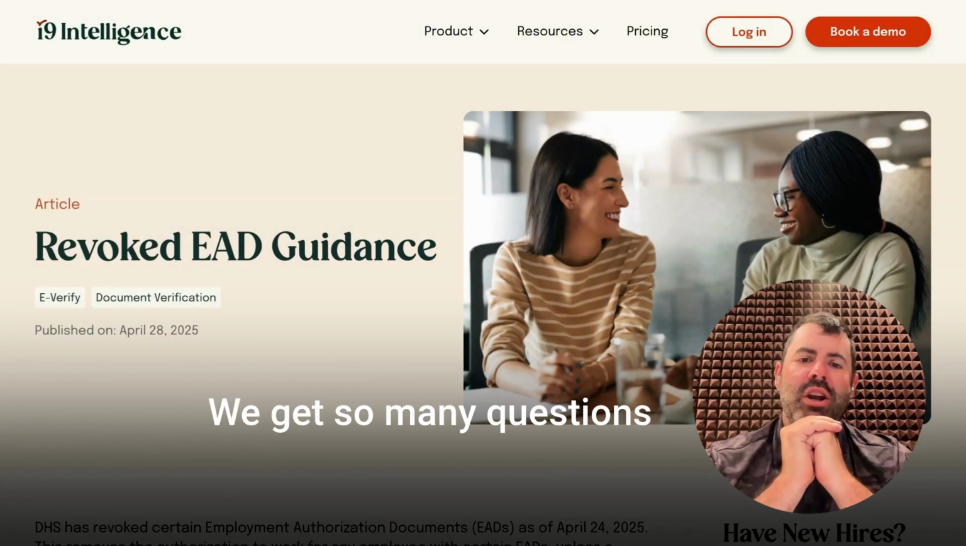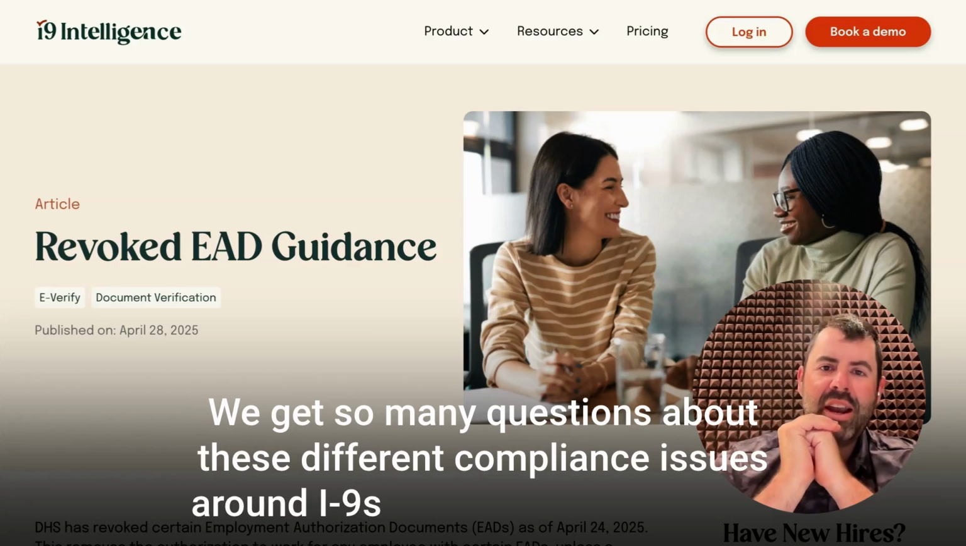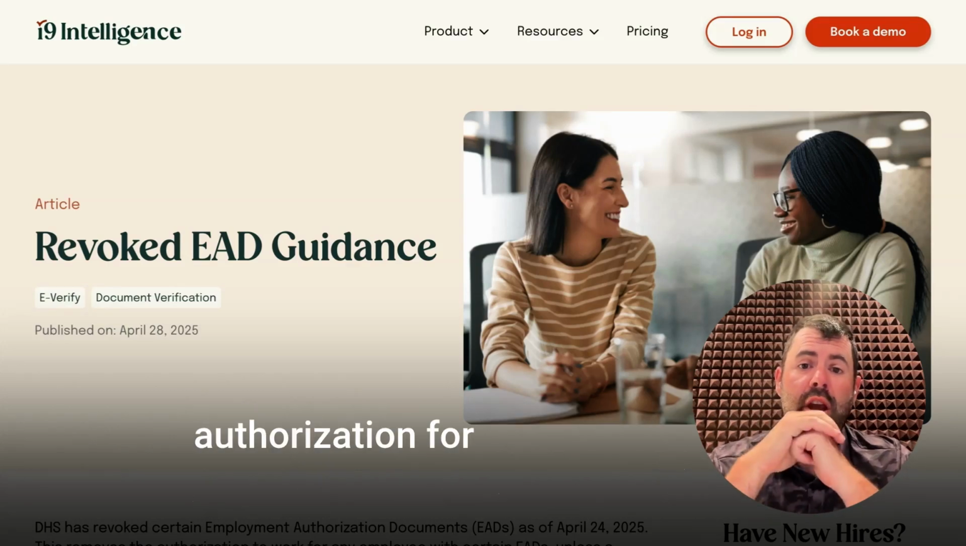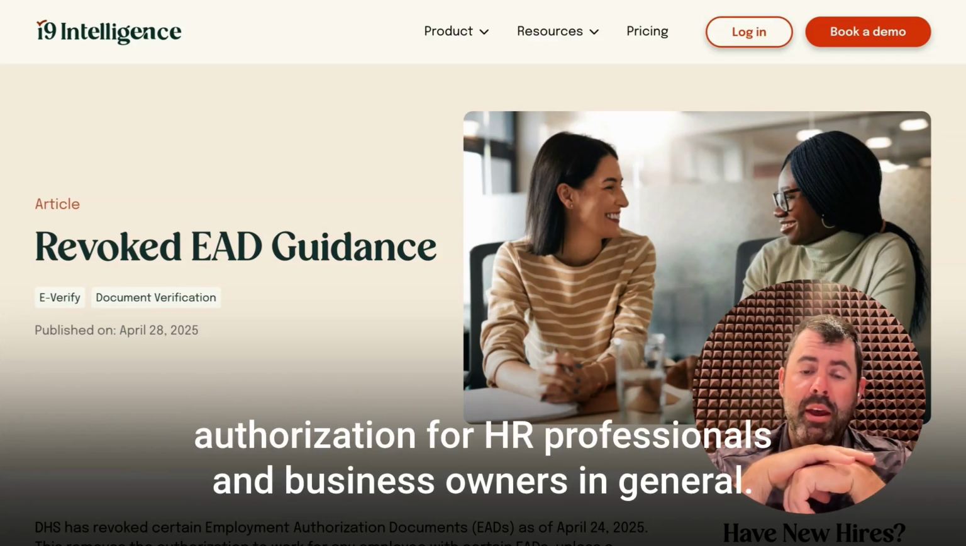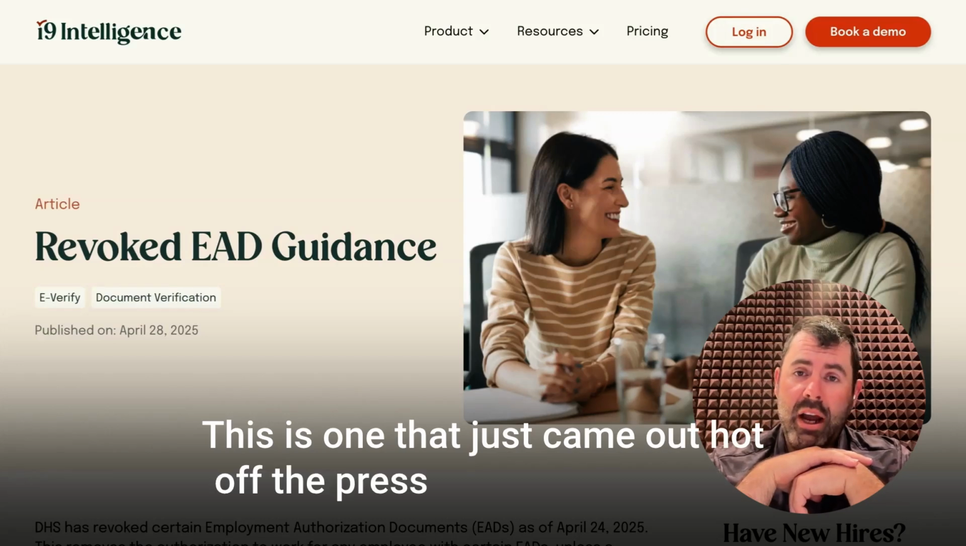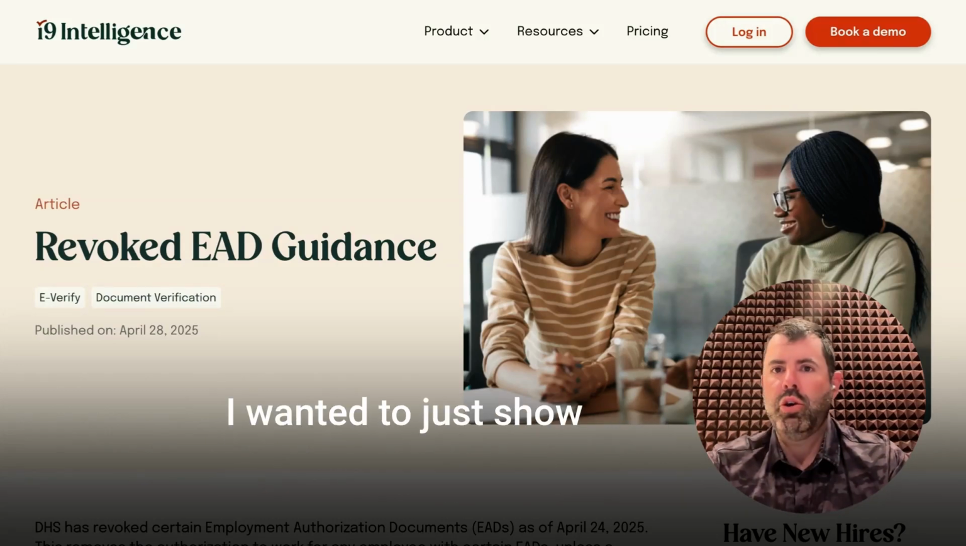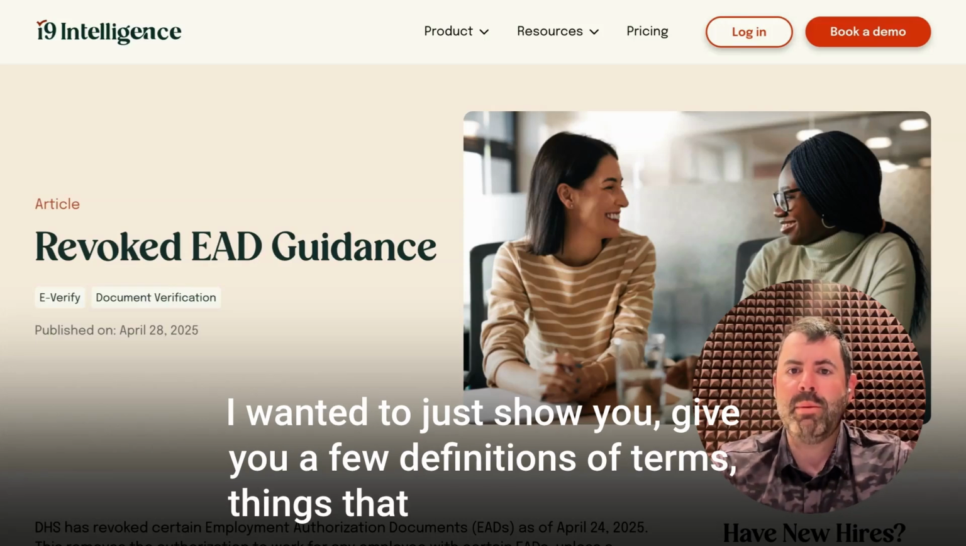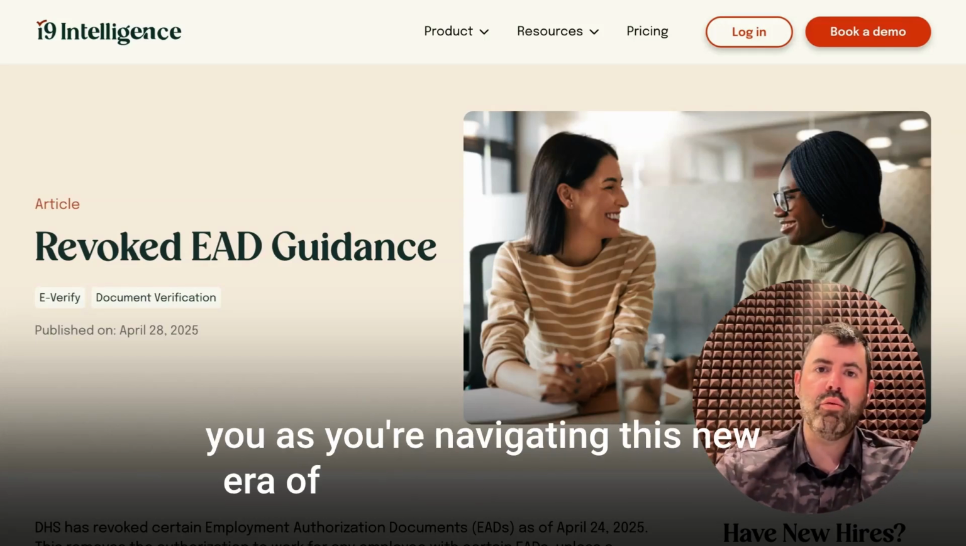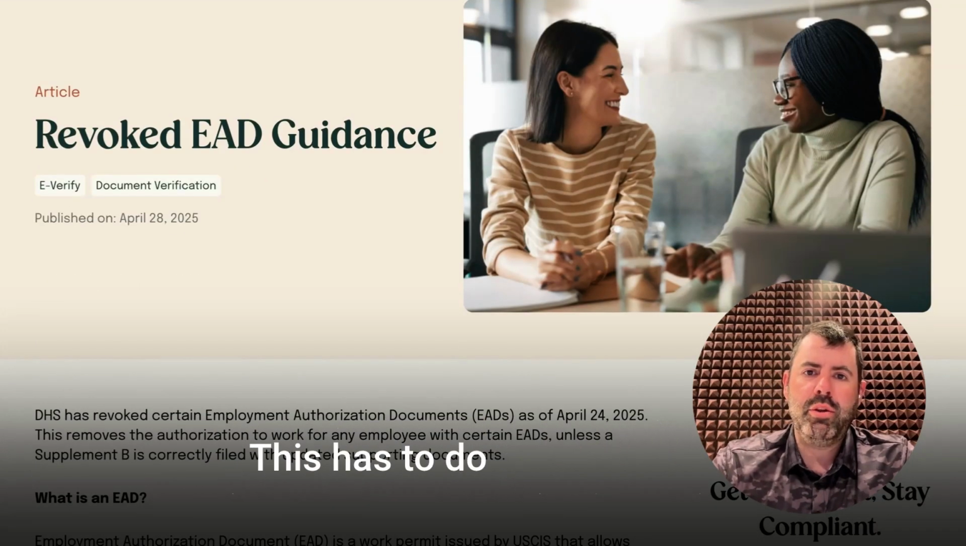We get so many questions about these different compliance issues around I-9s and E-Verify workforce authorization for HR professionals and business owners in general. This is one that just came out hot off the press just this last week. This is around revoked EAD guidance. And I want to just give you a few definitions of terms, things that might be useful for you as you're navigating this new era of workforce authorization. This has to do with E-Verify, of course.